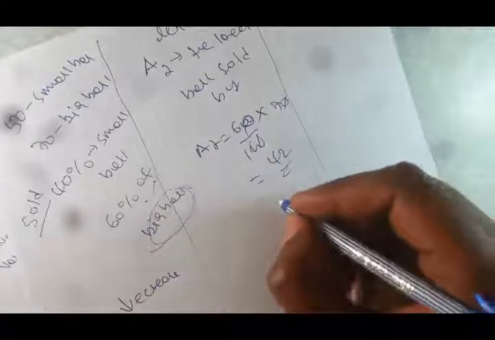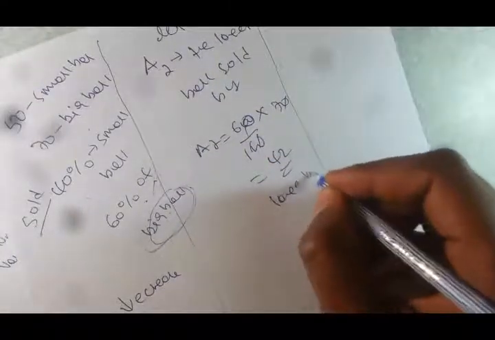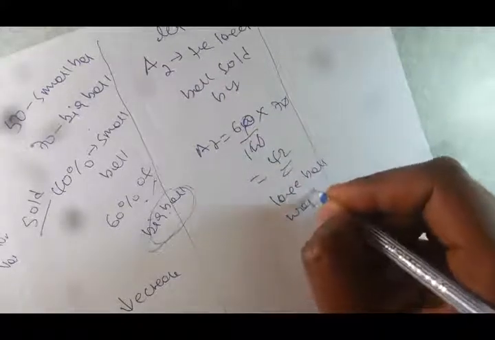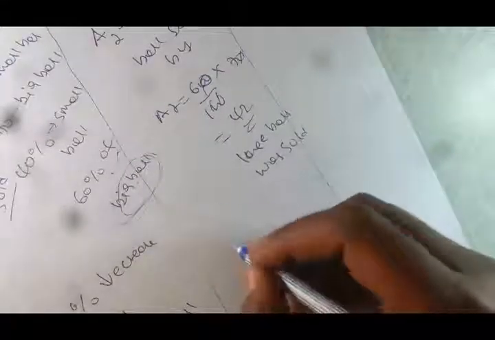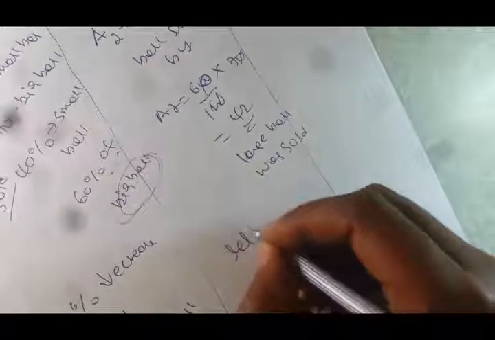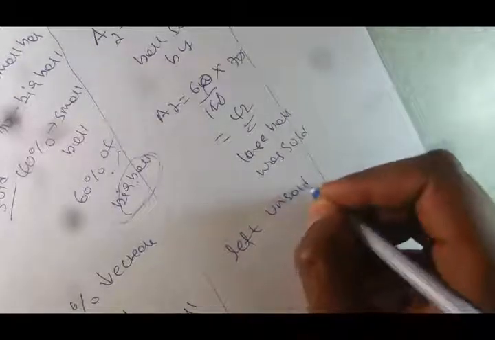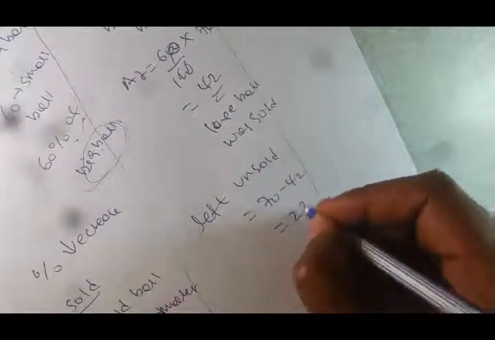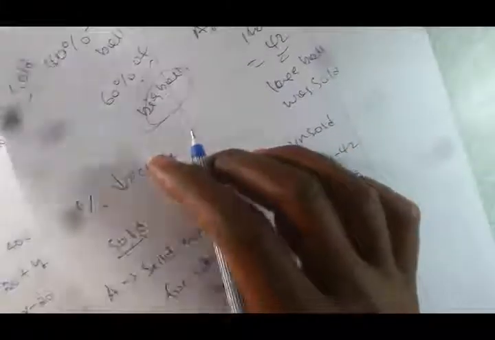Therefore 42 large balls were sold, and the number left unsold is the total she has, 70 minus 42. This is equal to 28. And we are asked to find the percent decrease.